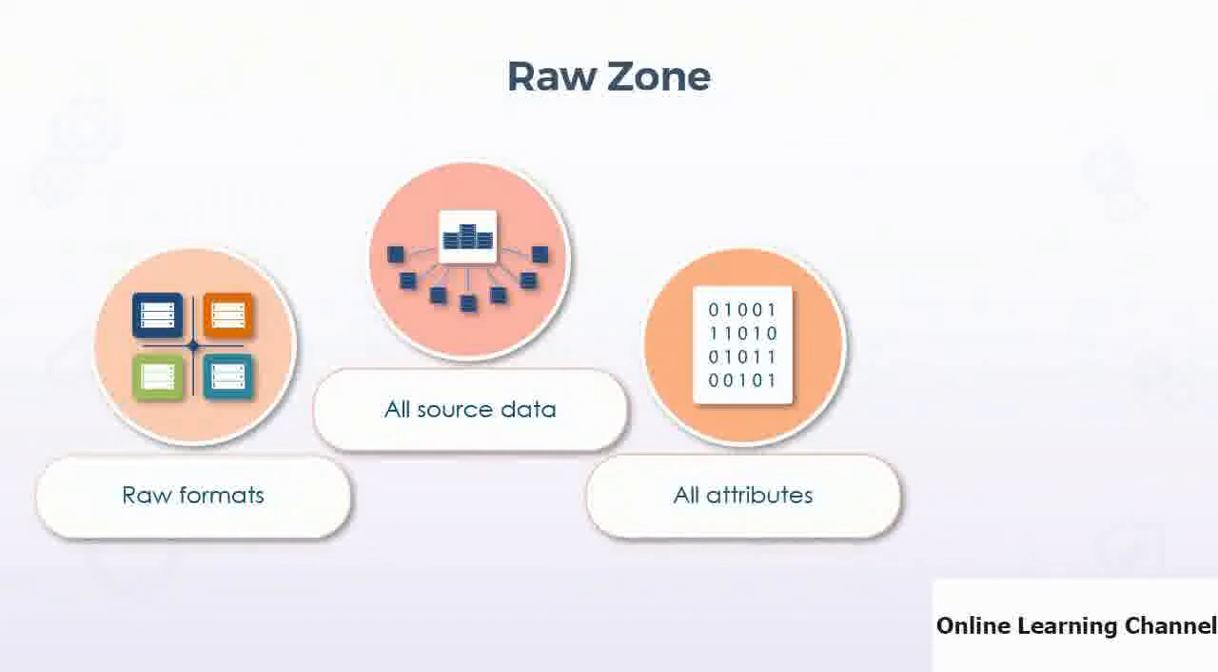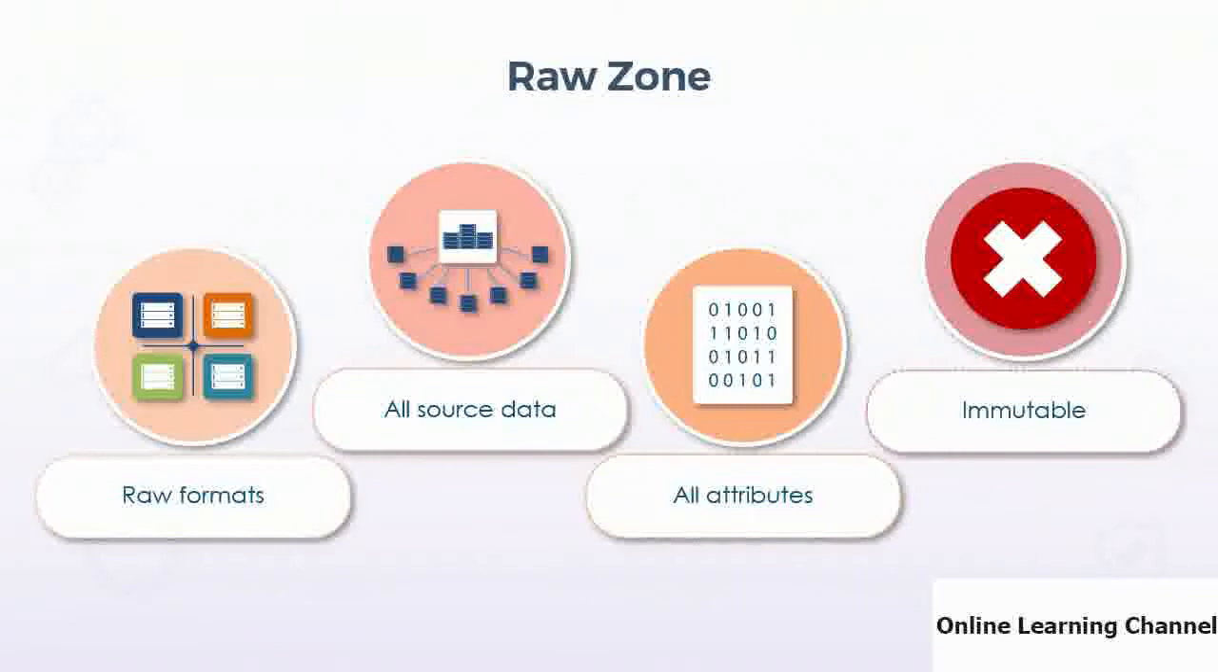Now, due to the raw nature of the data, it will consist of all attributes and columns from all sources, so we'll need transformation efforts applied to remove unused information. And data in the raw zone should be immutable. It cannot be deleted or modified because it is source. It can be copied and transformed for the following zones.